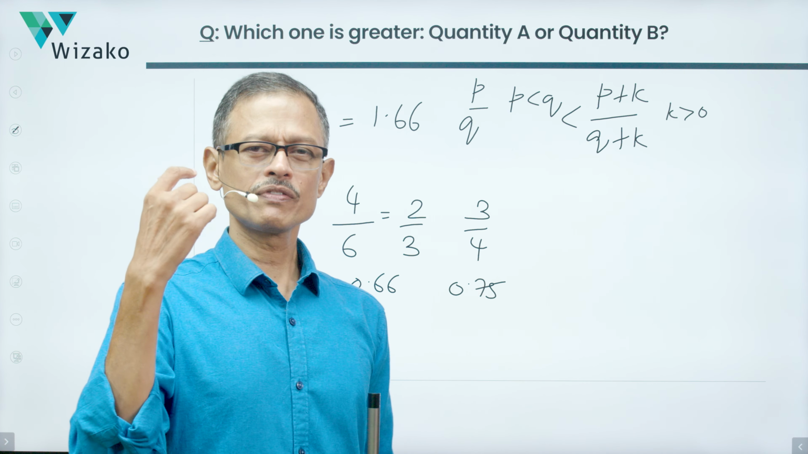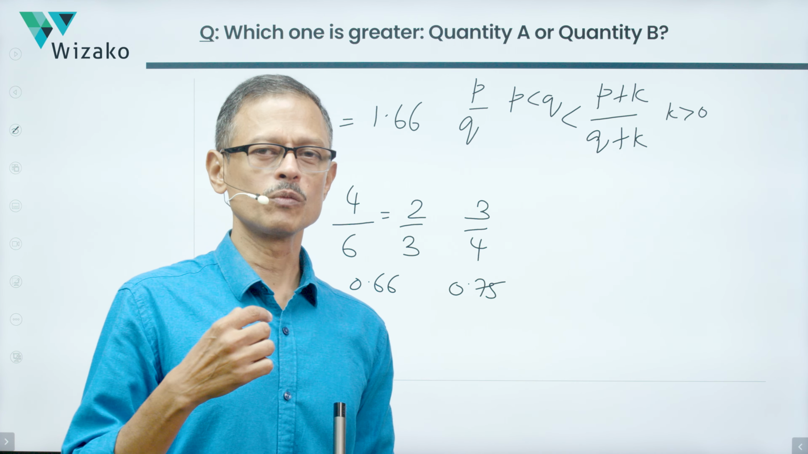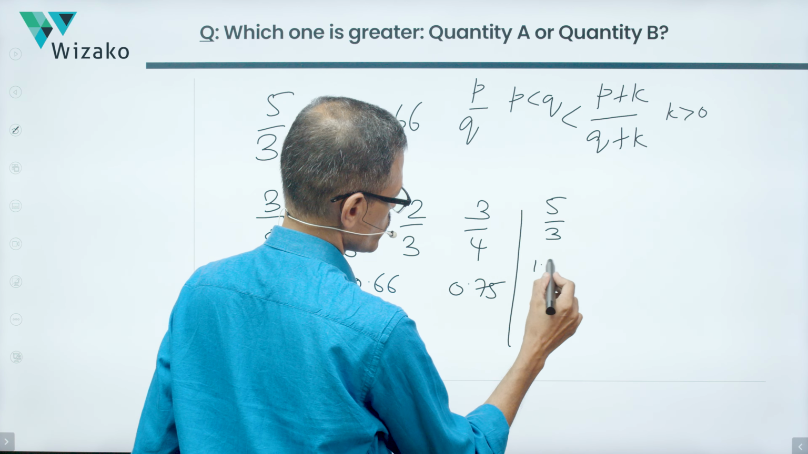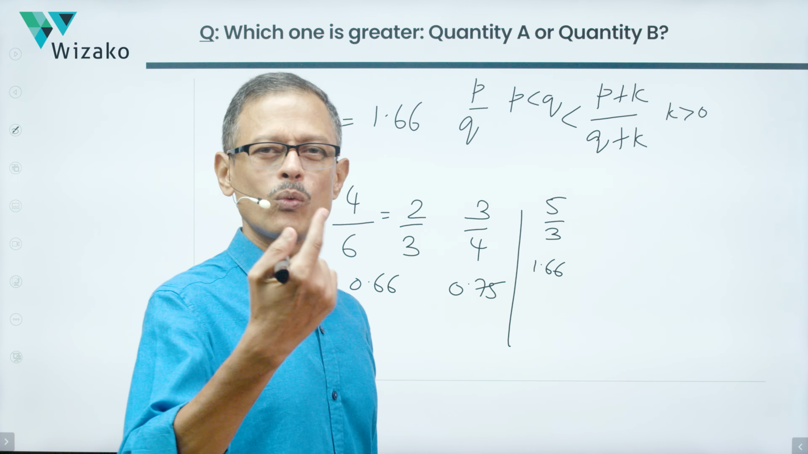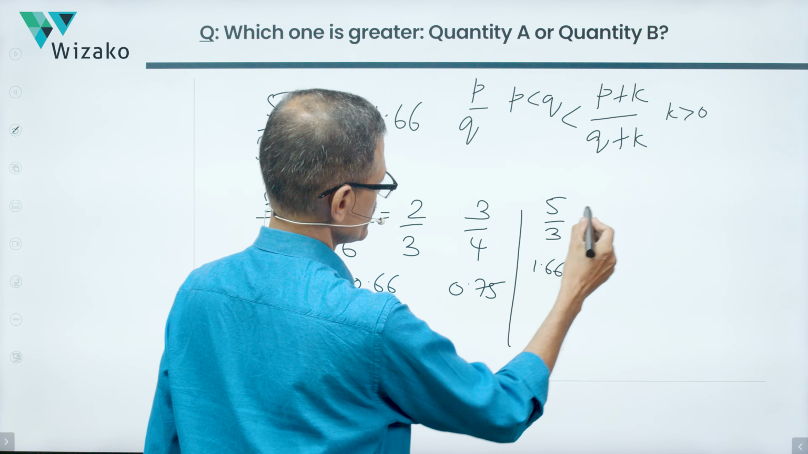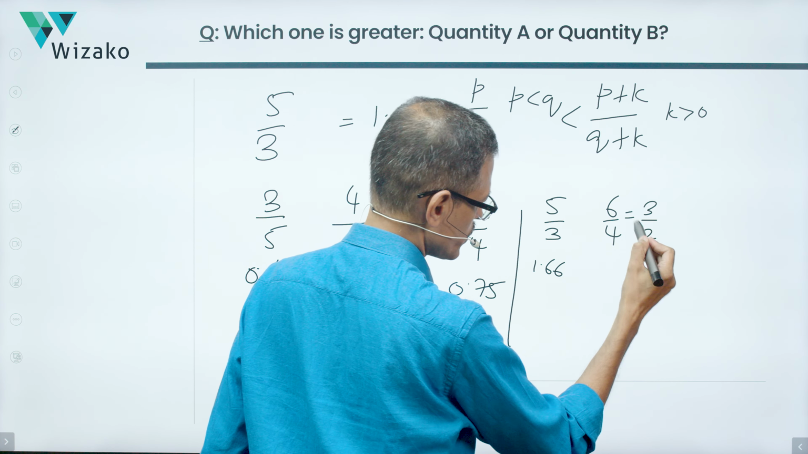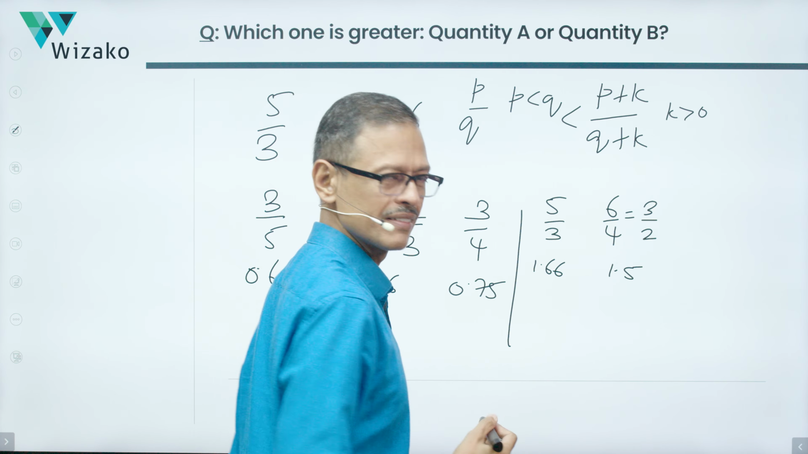So let's check out whether the same behavior is exhibited when we are talking about an improper fraction. Let's start with what we have. 5/3, we know the value is 1.66. Let's add a 1 to both the numerator and denominator. So this becomes 6/4. 6/4 is equal to 3/2. This is 1.5. We'll do one more step.